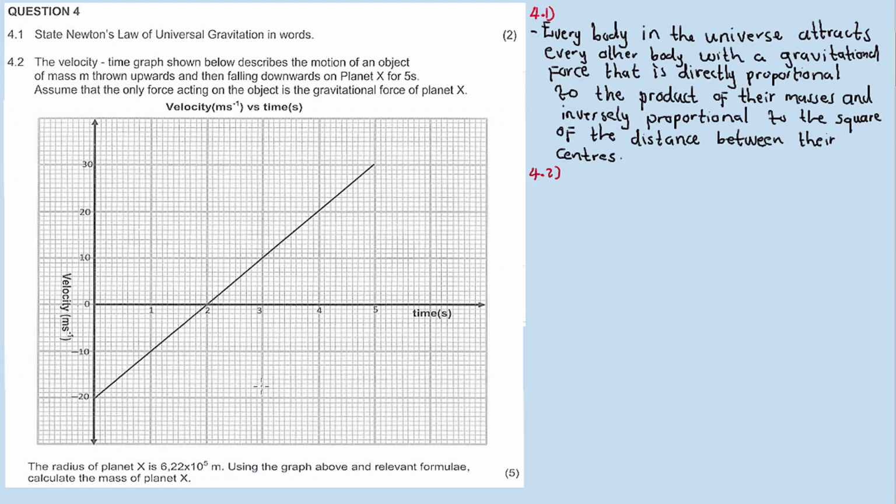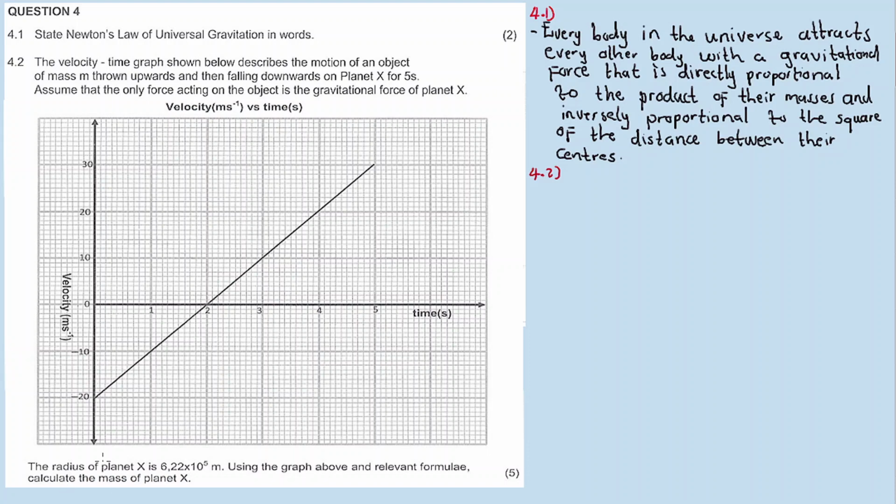So they threw the object upwards. Maybe there's another planet where we want to study its gravitational force. Then we throw an object upward, then it comes back after 5 seconds, and we obtain this graph. Assume that the only force acting on the object is the gravitational force of planet X. There's no other force acting on the object besides the gravitational force of the planet. So this is the sketch, the velocity time graph.